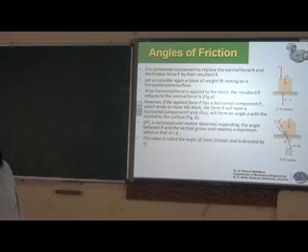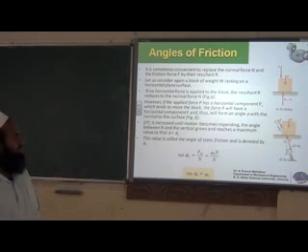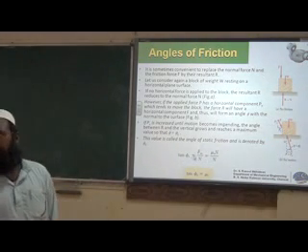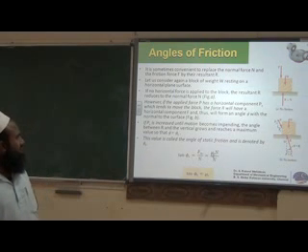And as the block starts moving, this phi s will become phi k, the angle of kinetic friction. So the angle can be given by Fm by N. You consider the right angle triangle. R is the hypotenuse. N and F are the adjacent and opposite sides. So you can find tan phi equals Fm by N, or we can say Fm is replaced by mu times N.